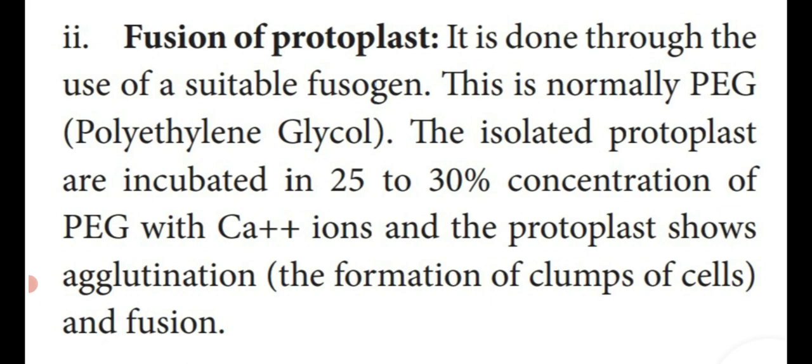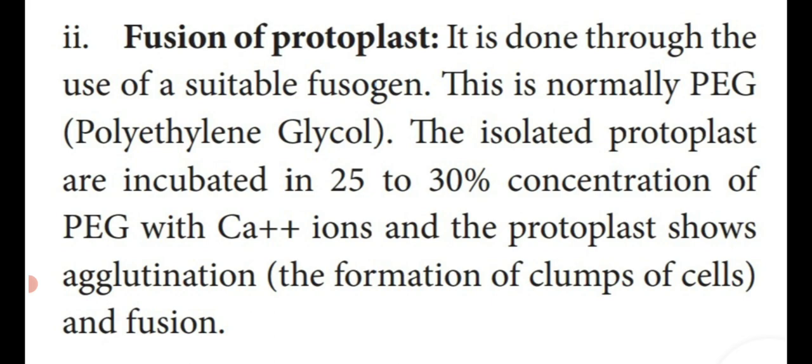Then the isolated protoplasts are incubated in 25 to 30% of PEG with calcium ions. So the protoplast shows agglutination. What is agglutination? Formation of clumps of cells, that means mass of cells. It shows agglutination and fusion of protoplast.